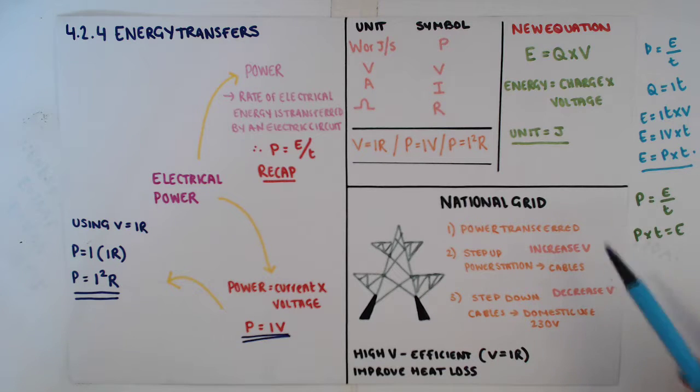So you have step up, and this is an increase in voltage from the power station to the cables. And this step up in voltage reduces heat loss because you have a smaller current flowing. Remember Ohm's law. And then the step down is the decrease in voltage, so the cables to us. So for domestic use, 230 volts.